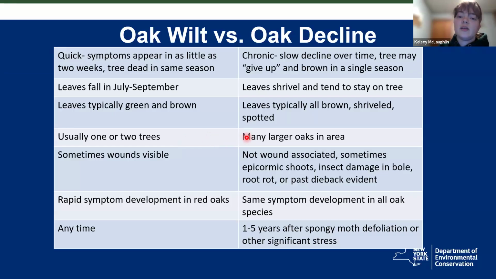So with oak decline, it'll be many larger oaks in an area. It's usually the larger oaks because those are the older oaks. And those are the ones that are not bouncing back from those stresses as well.